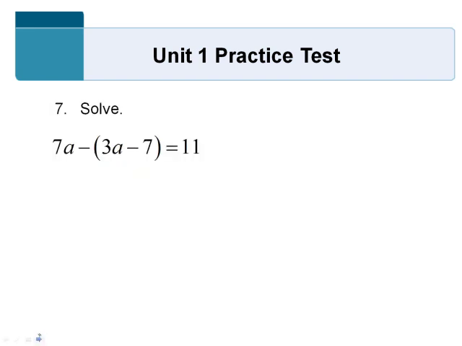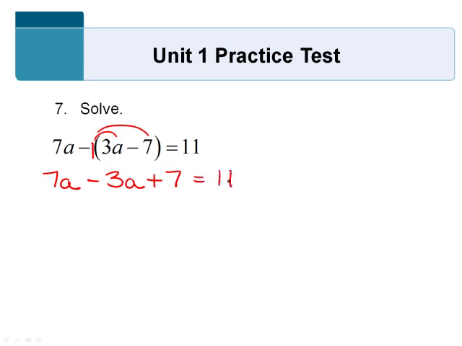Okay, number 7. Now the biggest mistake people make on this one is they try and distribute the 7a through the parentheses. That's not correct because the 7a is not right beside the parentheses. What is right outside there is a negative sign or a minus sign. And you want to remember that's just like having a 1 in front of those parentheses. So you're going to bring down 7a and you're going to distribute a negative 1 through the parentheses. So negative 1 times 3a is going to be negative 3a, and then you have negative 1 times negative 7 gives you a positive 7 equals 11.